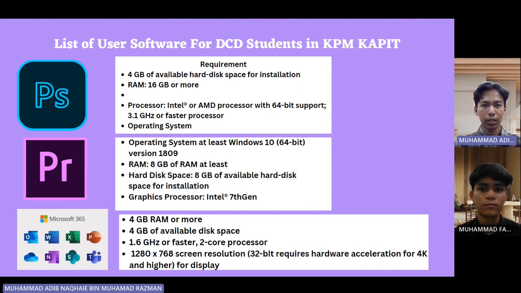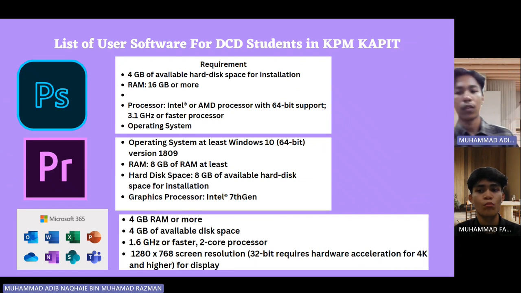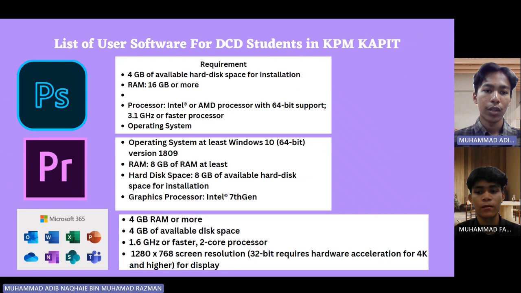List of user software that we choose for DCD students in KPM Kapit. We have Adobe Photoshop. The requirement is 4 GB of available hard disk space for installation. For the RAM, 16 GB or more, and the processor is an Intel or AMD processor with 64-bit support, 3.1 GHz or faster.